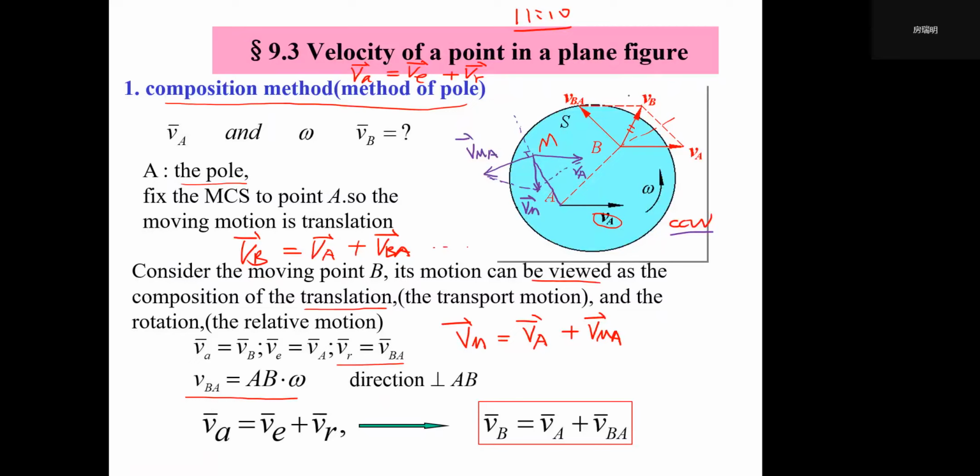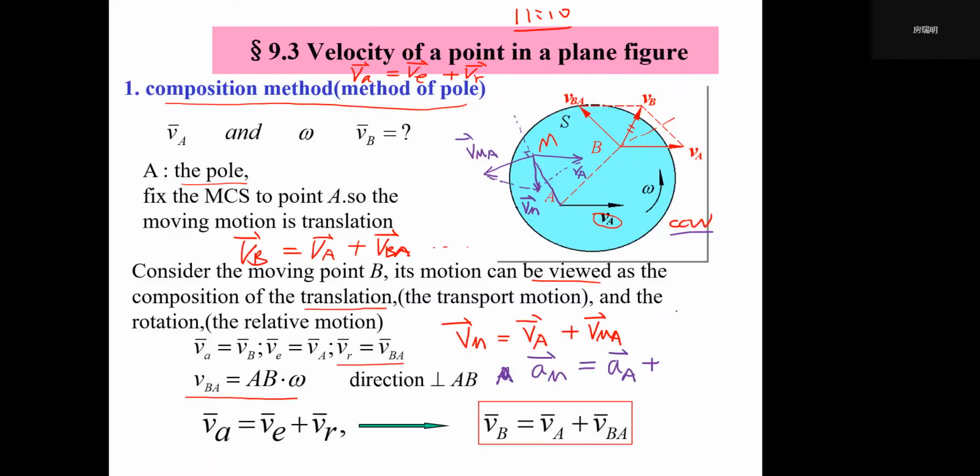More like this, more like this. Because if we know more information about the pole point A, then the task will be easy for us to find the results. Actually, we also have the similar composition of acceleration. So actually, we can write like this: AM equals AA plus AMA. So here is a little bit difficult because we will learn this before.